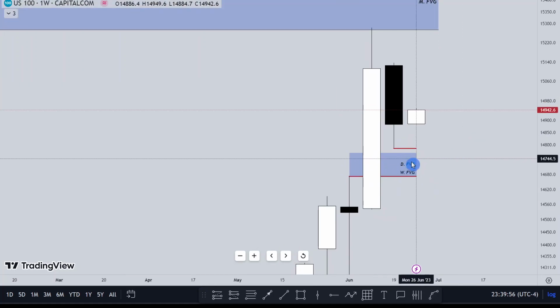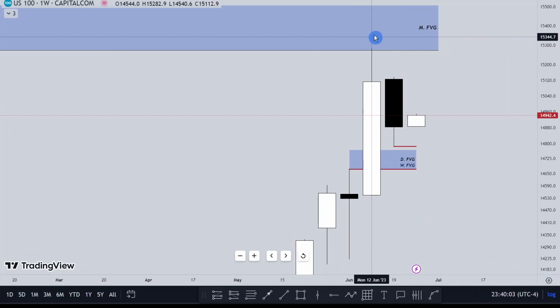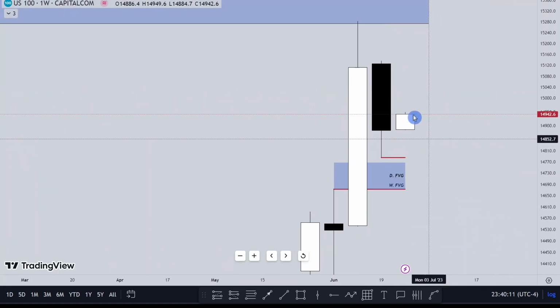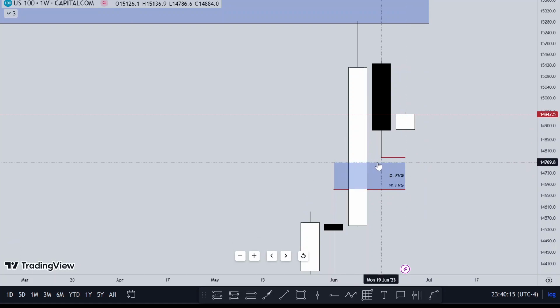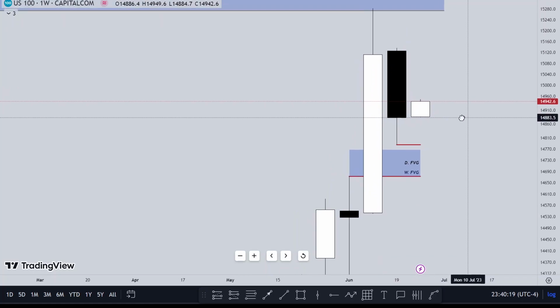So that's a draw on liquidity, right? And as you can see, last week's candle, as we hit the monthly levels, rejected with this bearish candle for potential sells. So I think that coming into this week, we can sell off and fill this fair value gap, before any continuation to the upside. So my short-term bias is to see this weekly fair value gap get filled.